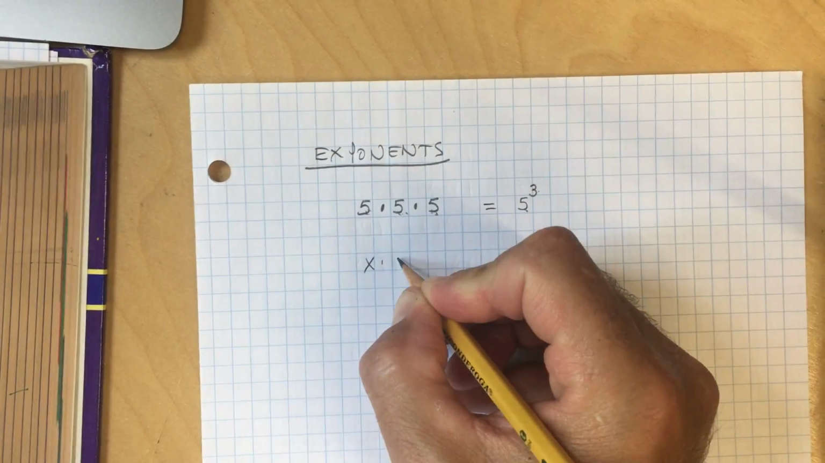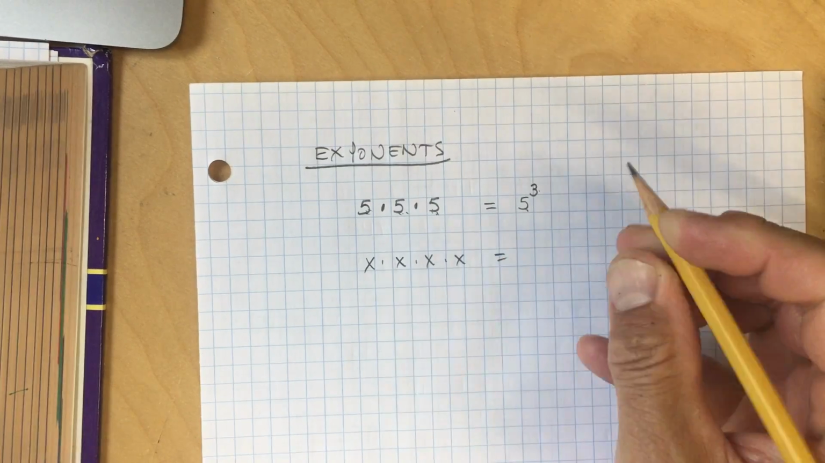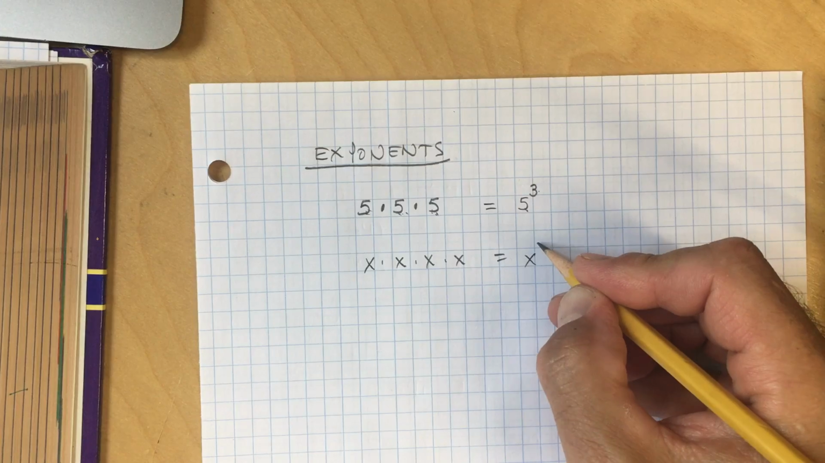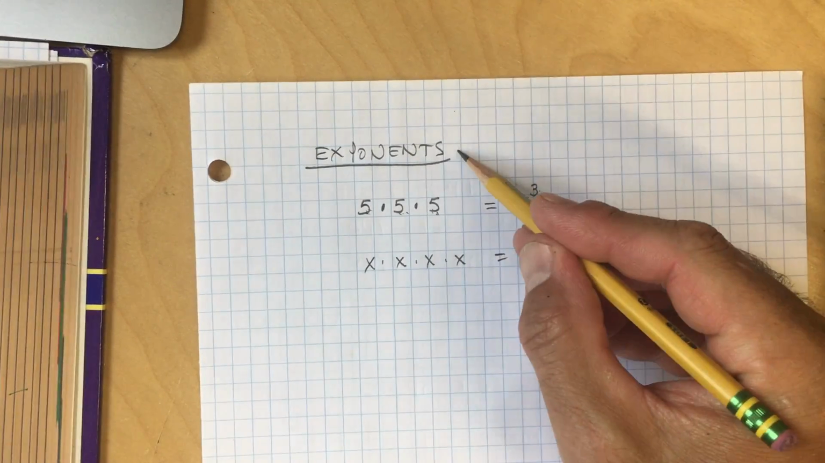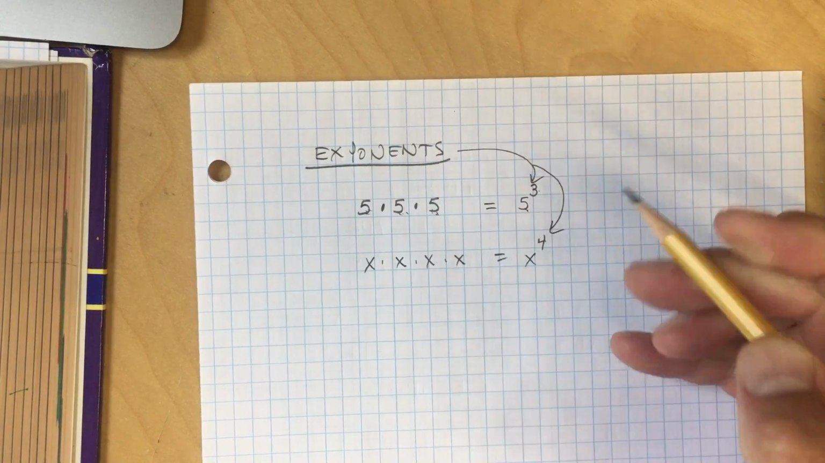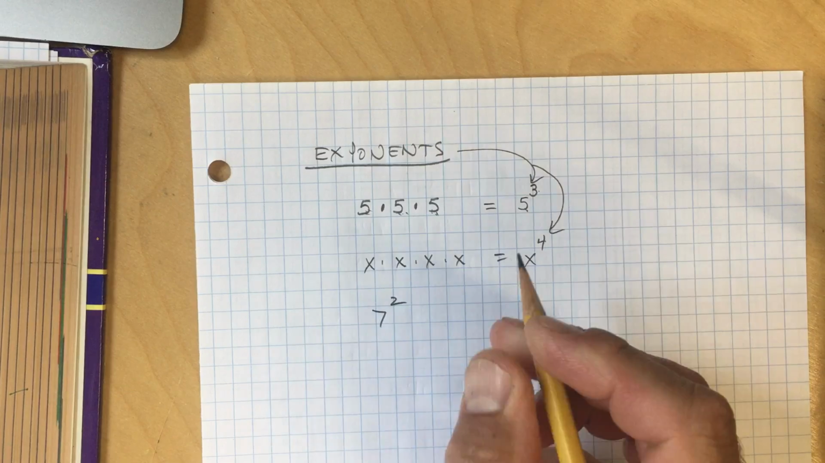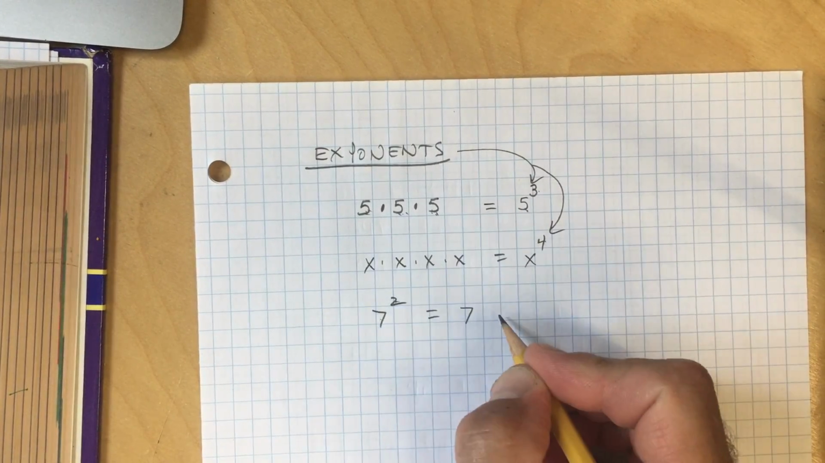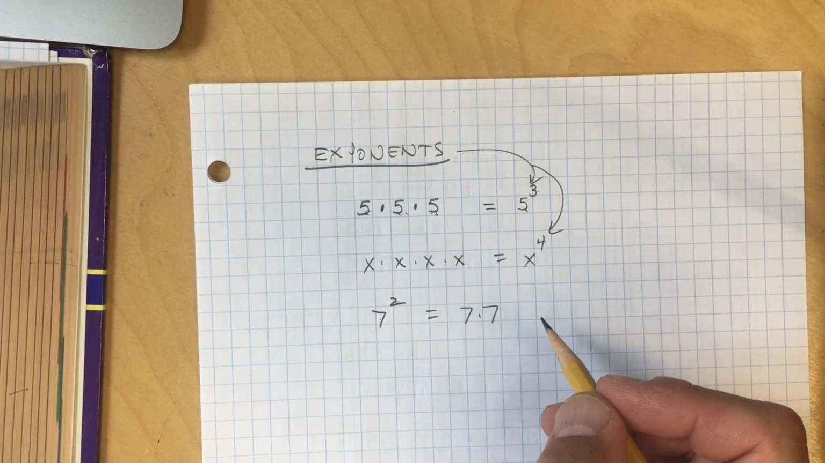So if we had x times x times x times x, we have 4 of the same thing. The base is x. There are 4 of them, so that would be the exponent. Okay. Conversely, if we had something like 7 squared, that would mean you take the base number 2 times and you multiply them together. Okay.